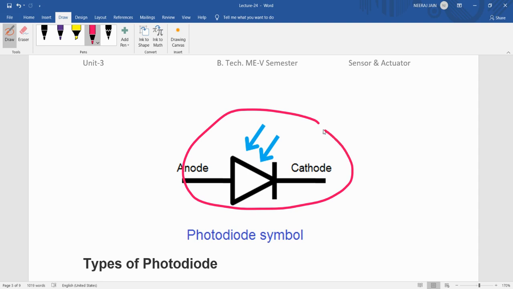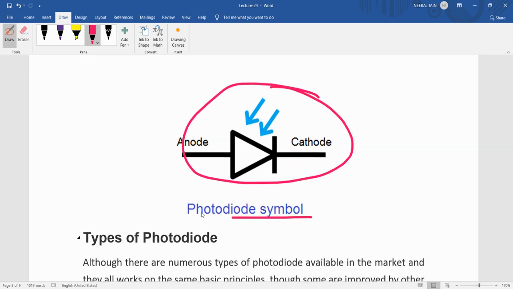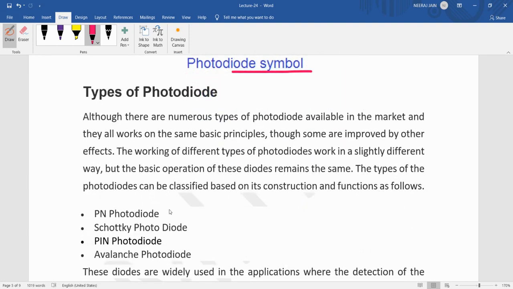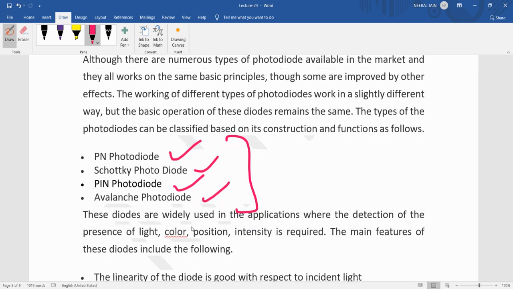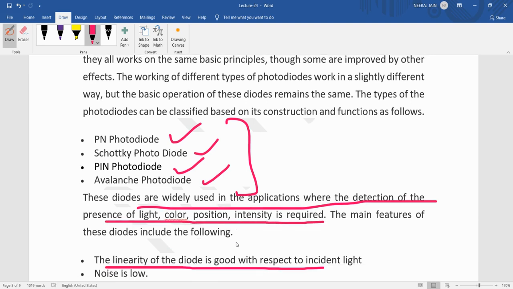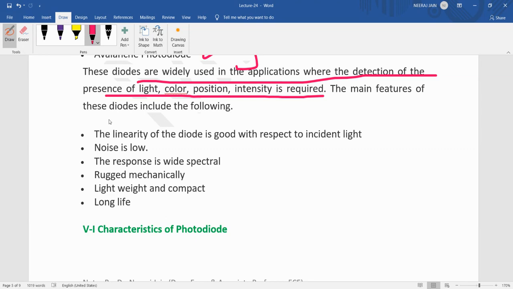It is the basic structure of the photodiode symbol. When light falls, current will flow. Types of photodiode can be the PN photodiode, Schottky photodiode, PIN photodiode, and avalanche photodiode. You can remember only the names of such types of photodiode. These diodes are widely used in applications where detection of the presence of light, color, position, or intensity is required.